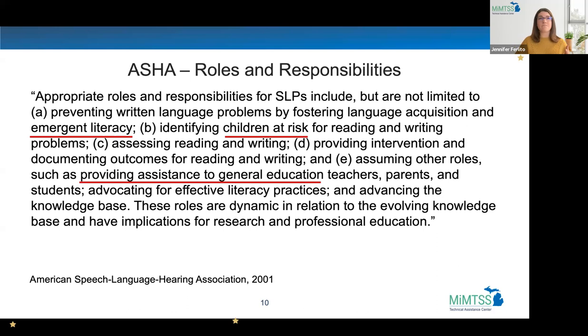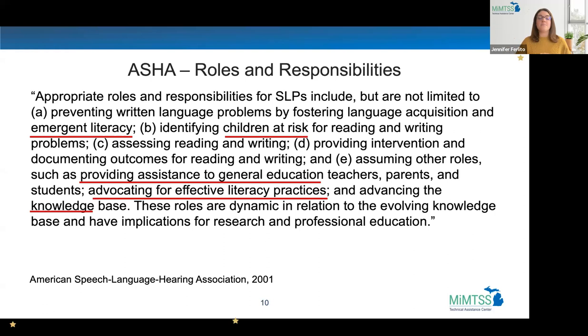And then lastly, advocating, right? Advocating and increasing that knowledge base. Who doesn't want an SLP as their advocate? Right? I was my biggest advocate for my niece when she went through her feeding and speech development hurdles.